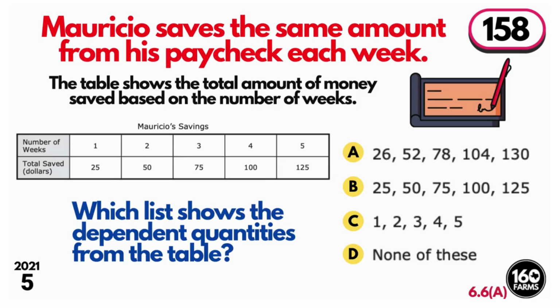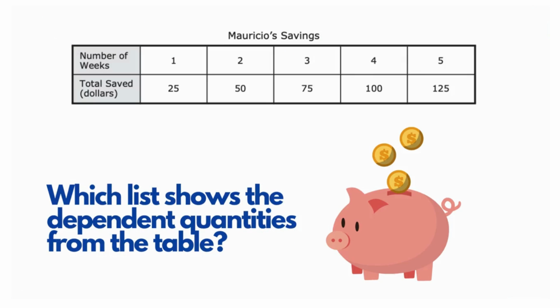Mauricio saves the same amount from his paycheck each week. The table shows the total amount of money saved based on the number of weeks. Which list shows the dependent quantities from the table? Let's take a closer look at this.